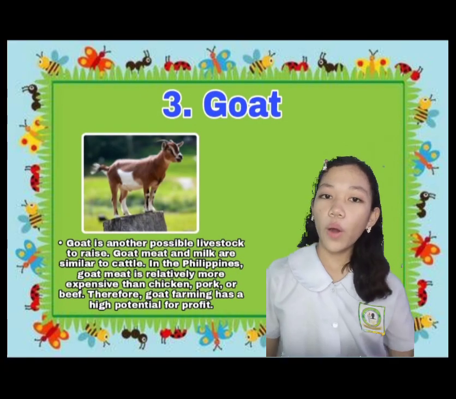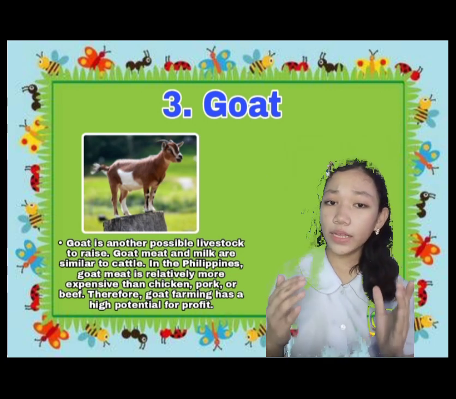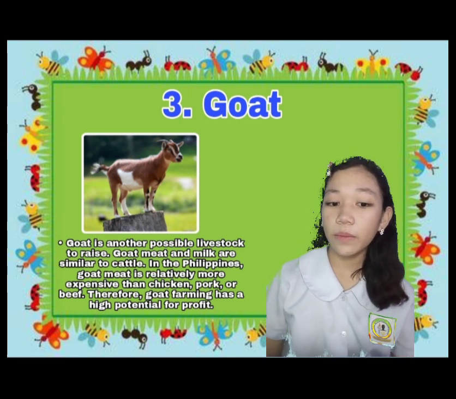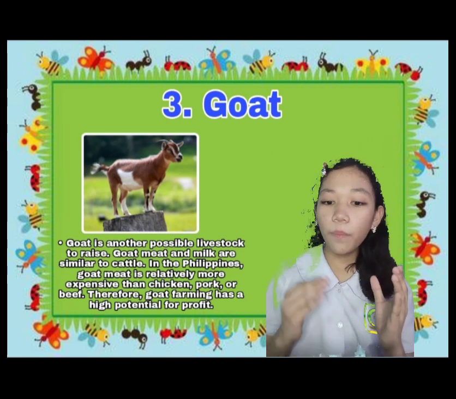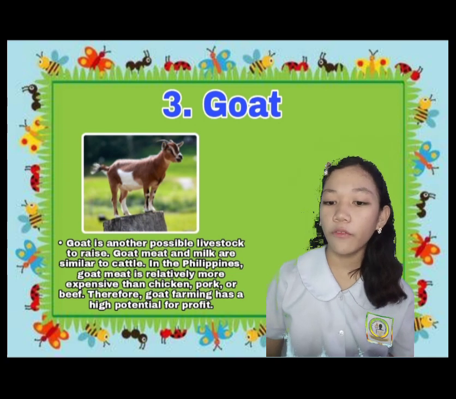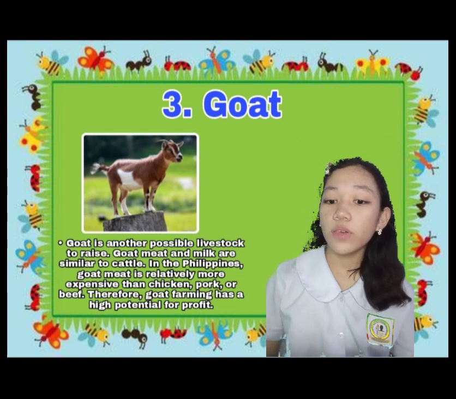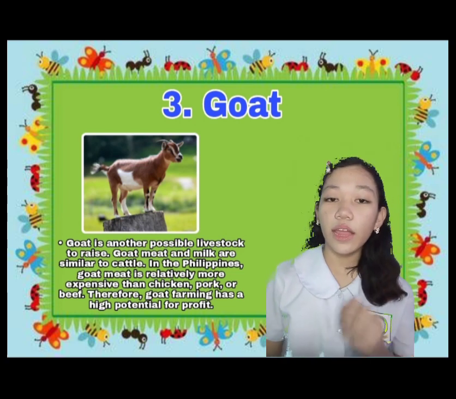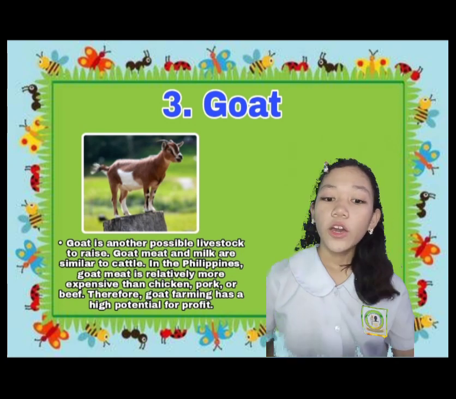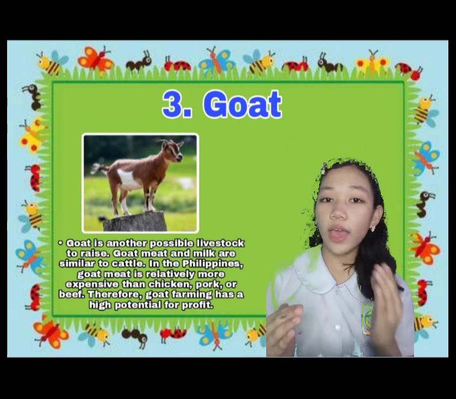Number 3, goat is another possible livestock to raise. Goat meat and milk are similar to cattle's. In the Philippines, goat meat is relatively more expensive than chicken, pork, or beef. Therefore, goat farming has a high potential for profit. Goats, like cattle, may be raised in either a pen or a large parcel of land. Breeds that are dual purpose are Nubian and Jamnapari. For dairy production, the best breeds are Saanen, Alpine, and Toggenburg.